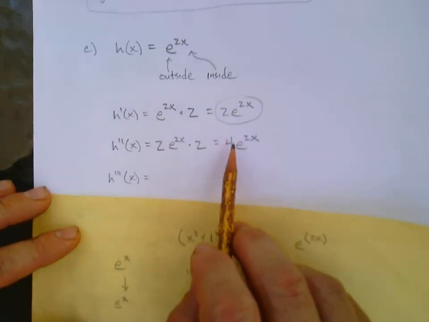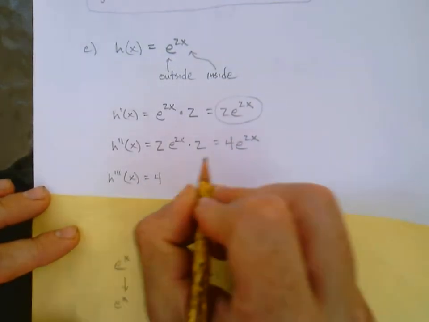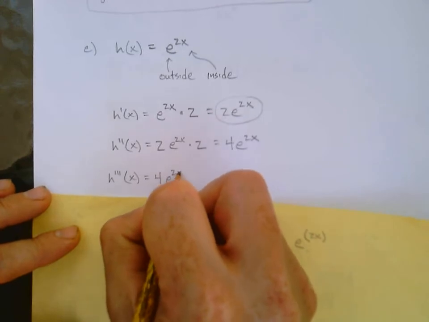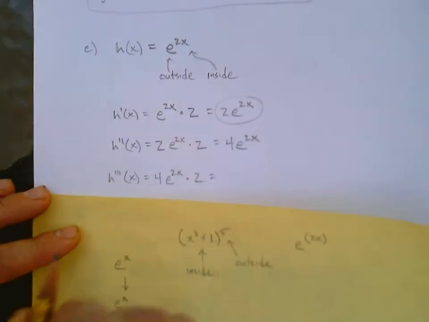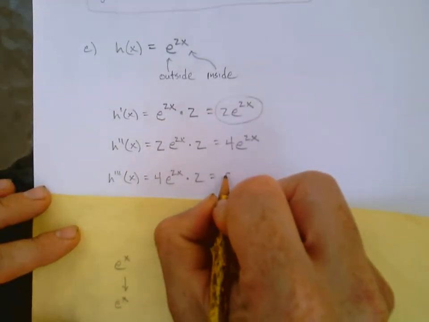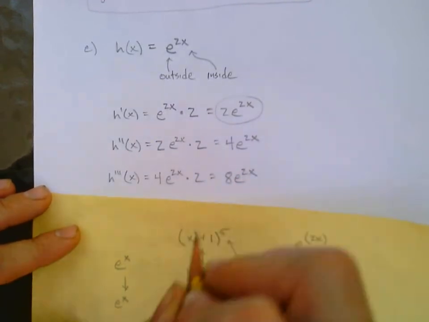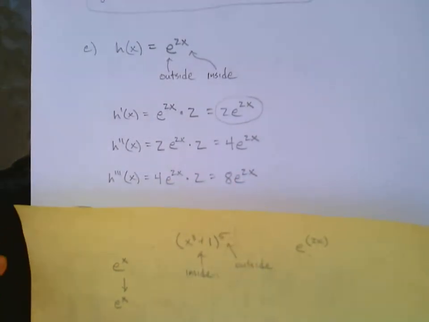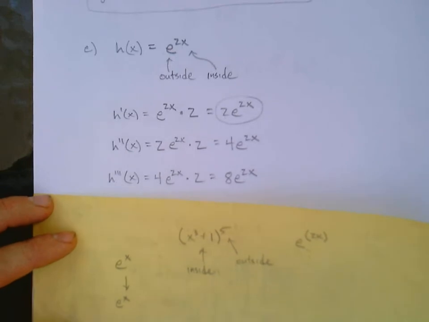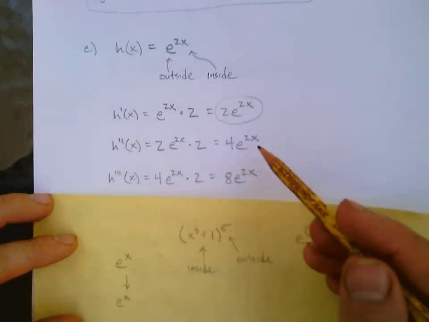But if you want to see the steps, the 4 would come down, and then the derivative is e to the 2x times 2. One more time, and now, well, there it is. 8e to the 2x is your third derivative. We could keep going. Fourth derivative would be 16e to the 2x, and so on. Okay, so kind of a nifty, simple pattern there.